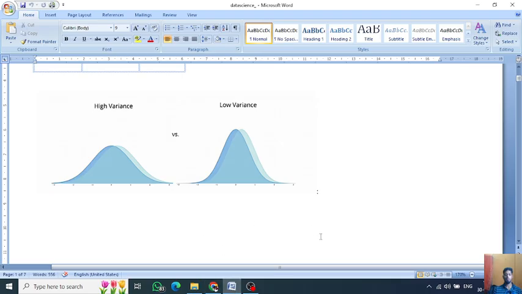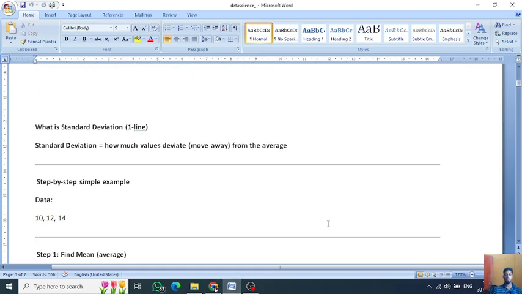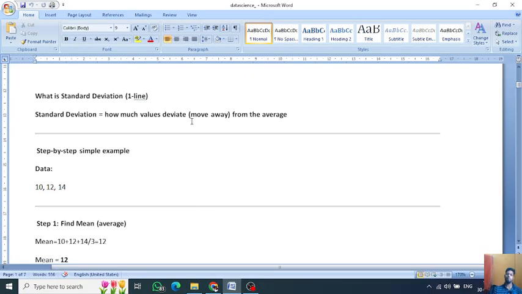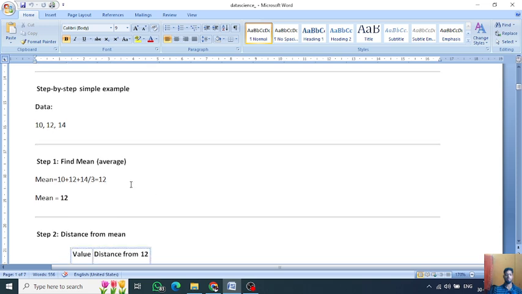Now let me explain: what is standard deviation? How much values deviate, move away from the average. Let's take an example. There is 10, 12, 14 as data. First, you need to find the mean or average. This is 12.